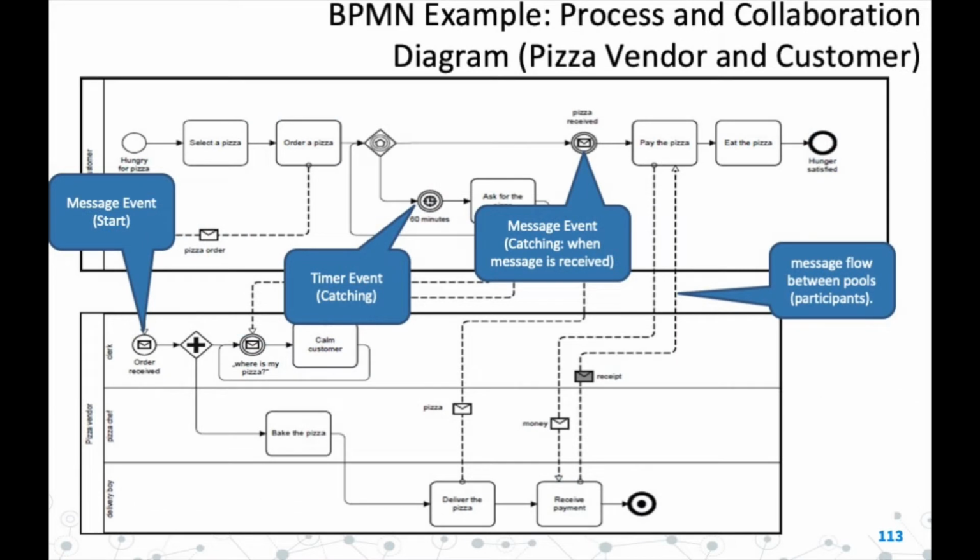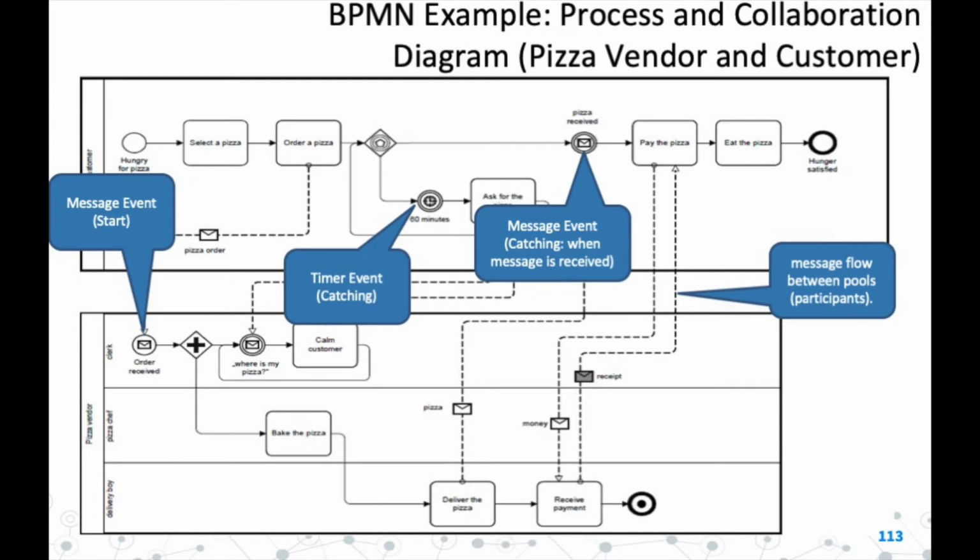Okay, let's use a little bit more real-life example here. So we've got 2 swim lanes here. One is the pizza customer, the other one's the pizza vendor. Things really start with the customer getting hungry for pizza. They go out and find a vendor who is selling pizza near them in their area. They select the pizza, they select what they're going to have on it, and then they place their order. It's the order when it's received by the vendor that then triggers the pizza vendor's process. And the first part of that process is really to bake the pizza.